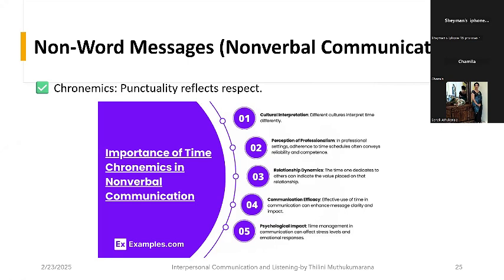And also chronemics. This is also very important, where it talks about the importance of time. When we talk about time, punctuality is very important, right? If you are punctual, it reflects your professionalism, and also it reflects respect. Okay, so this chronemics, or the importance of time, you can see in these 5 categories. First one is cultural interpretation. Different cultures interpret time differently, and they also have their own perception of professionalism.